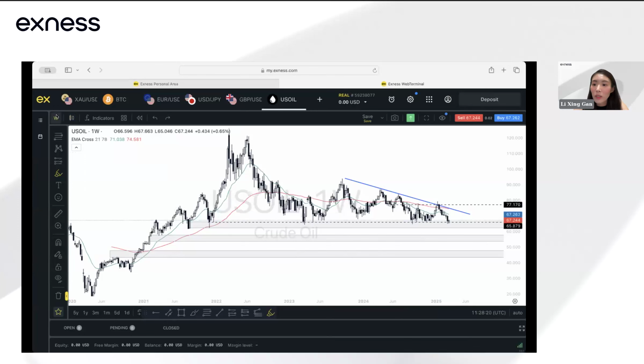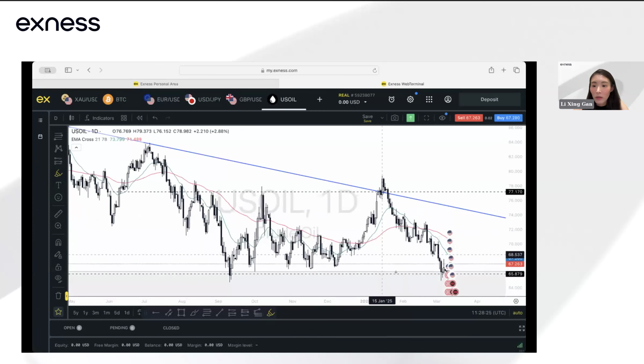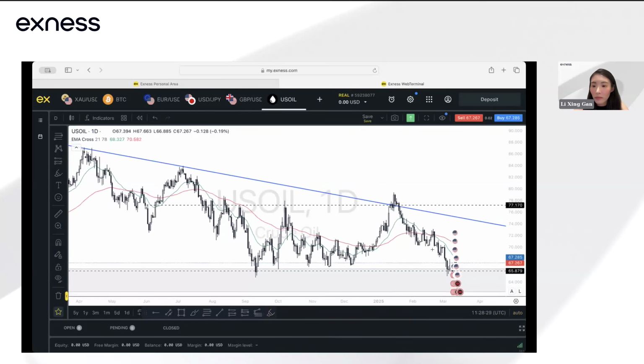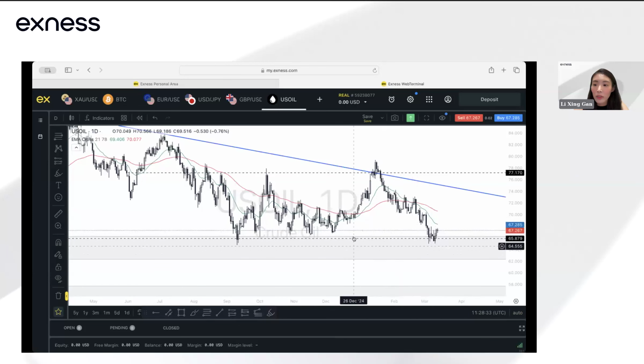If you move down to the daily, on the daily time frame, you can see this region here. Price tapped into the 65 region, the support level over here, and we're seeing that consolidation within this zone.